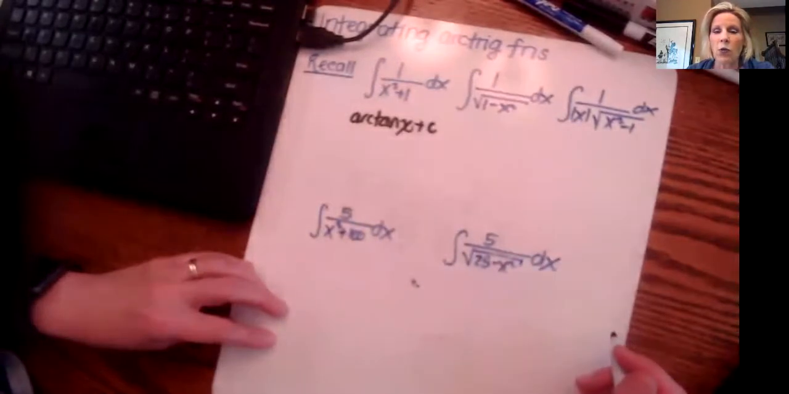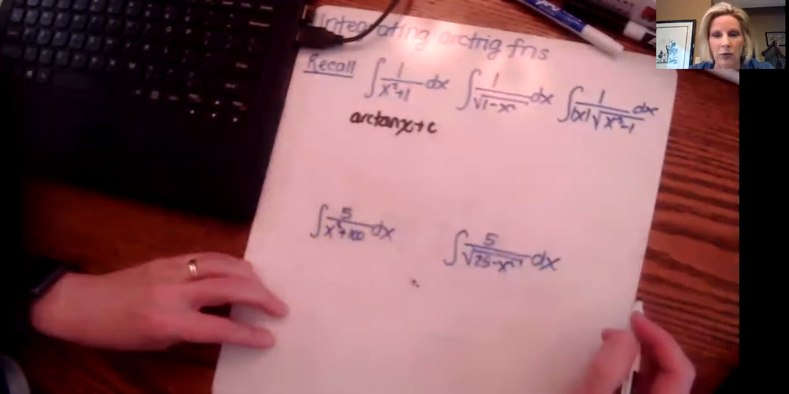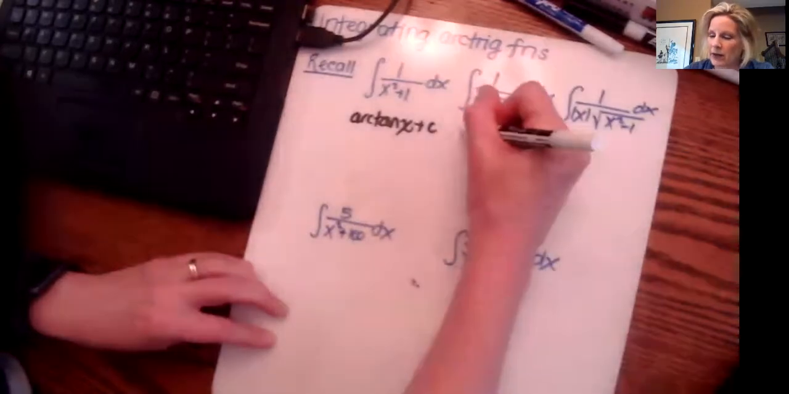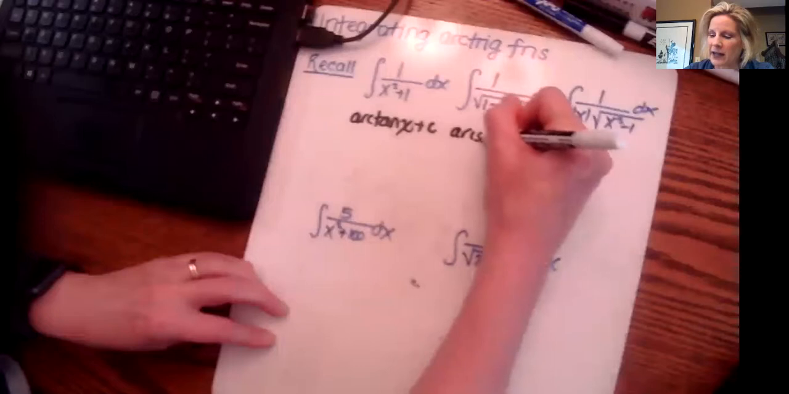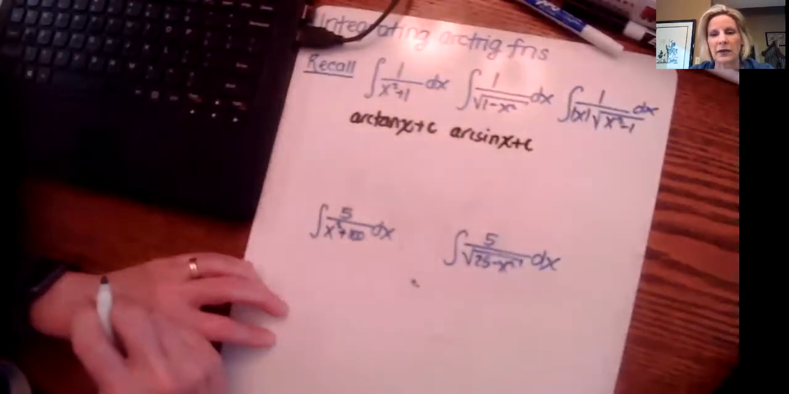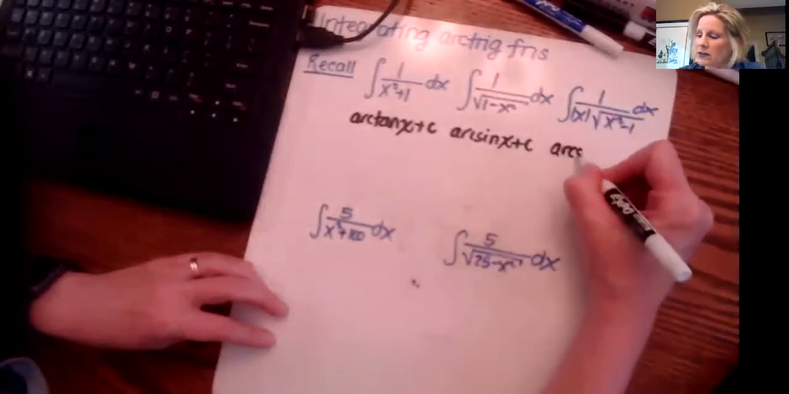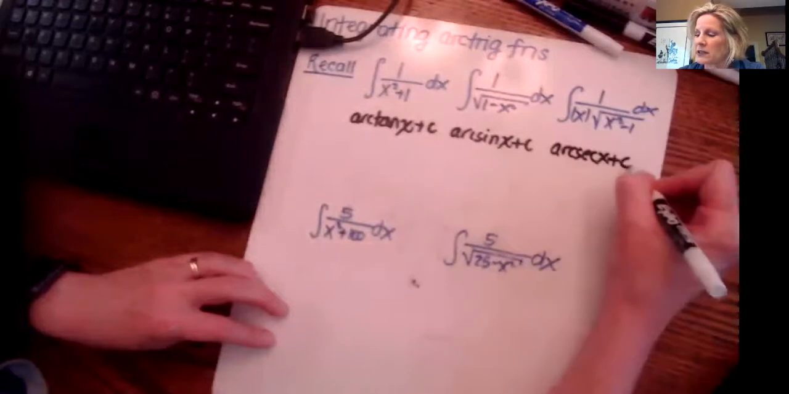The derivative of which arc trig function gives you 1 over the square root of 1 minus x squared? I sure hope you're thinking arc sine x. And then, of course, plus c. So this is the unusual guy. That's the one that gives us arc secant x plus c.